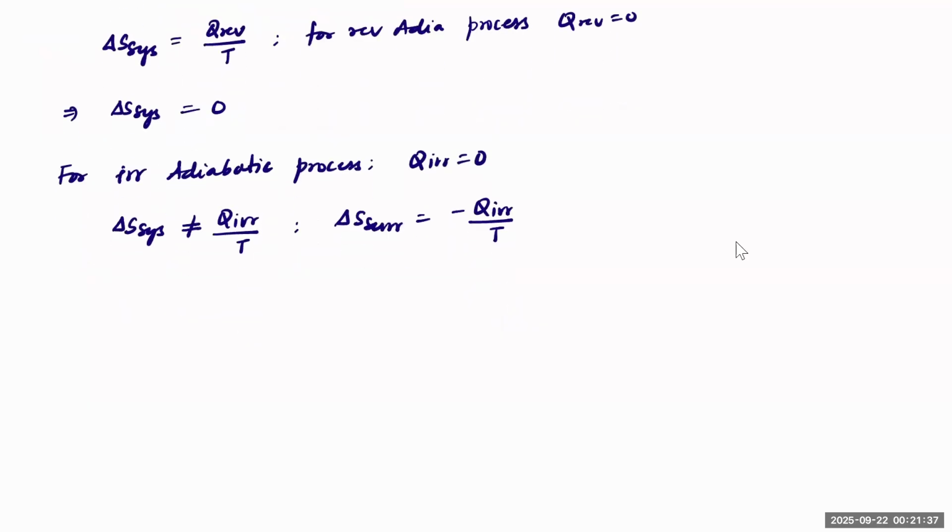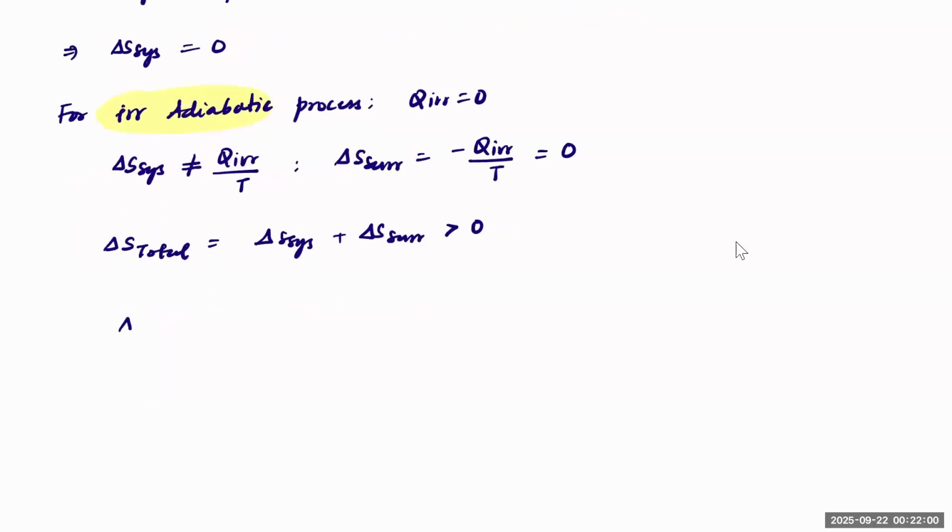Correct? But since it is an irreversible adiabatic process, any irreversible process is a spontaneous process. So delta S of total, which is equal to delta S of system plus delta S of surrounding, must be greater than 0. Now, since Q irreversible is 0, this has to be 0 as well. If this is 0, delta S of total is equal to delta S of the system, and that has to be greater than 0. So, what did we learn from here? Delta S of the system has to be greater than 0 for an irreversible adiabatic process.